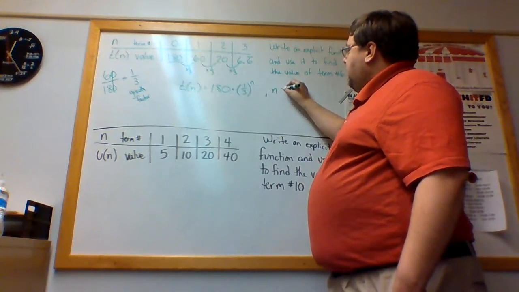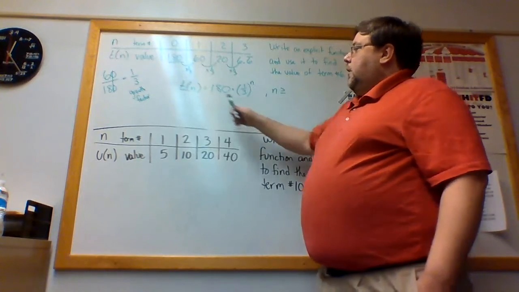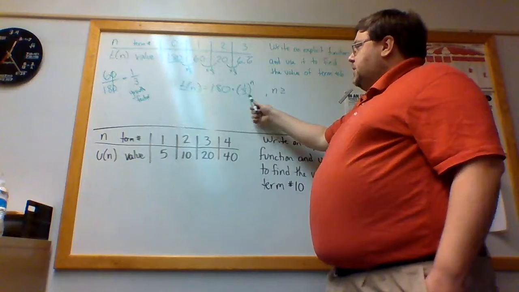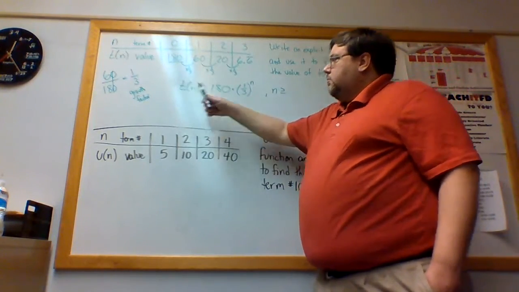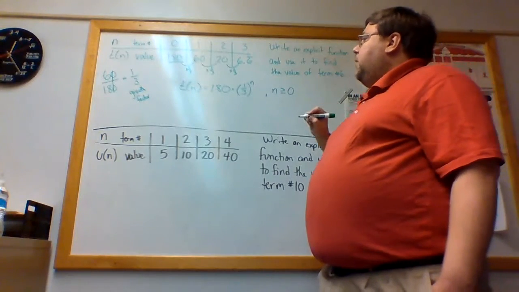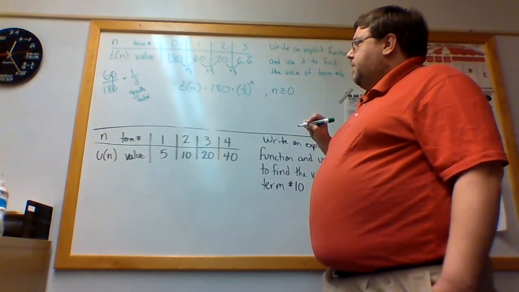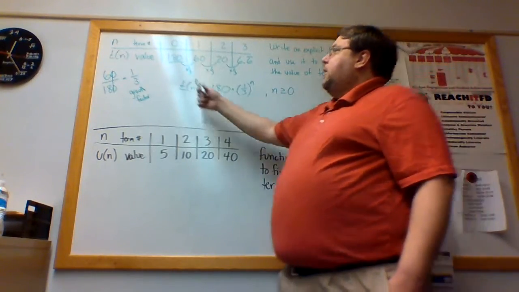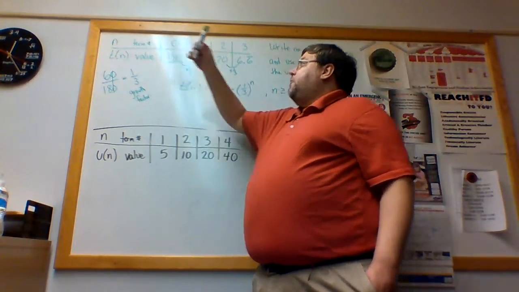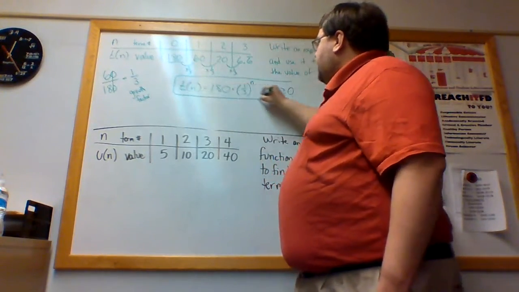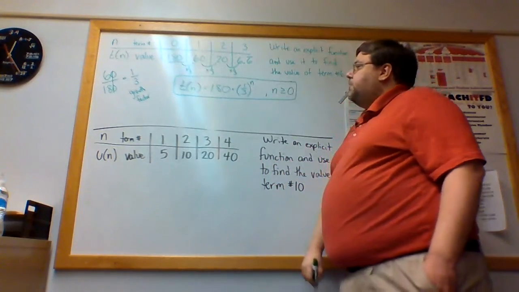Then the domain, since this sequence started with term 0, and you can use this to help you find that, we're going to say n is greater than or equal to 0. It's unlike the recursive function. The domain for the explicit function includes all the terms starting right from the very beginning. So that right there is the first thing it asked me to do, was write the explicit function.